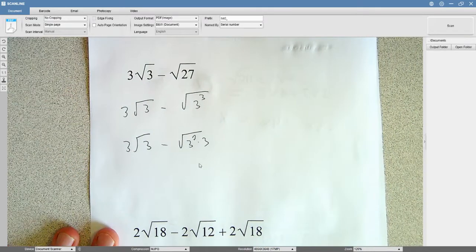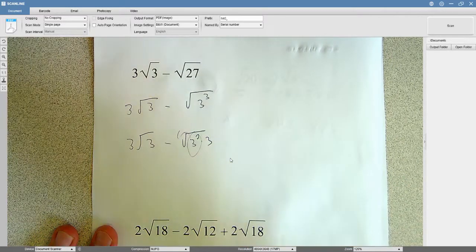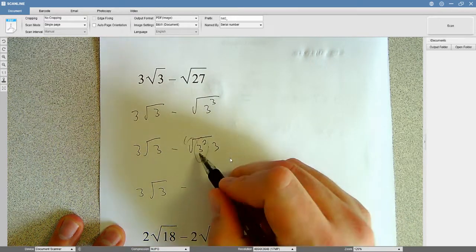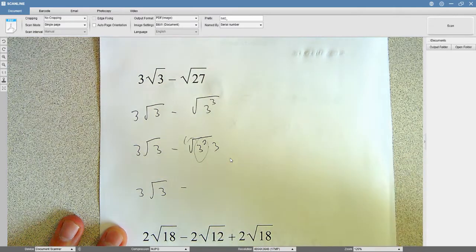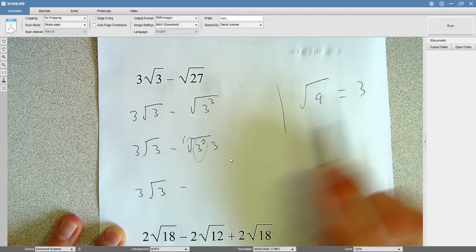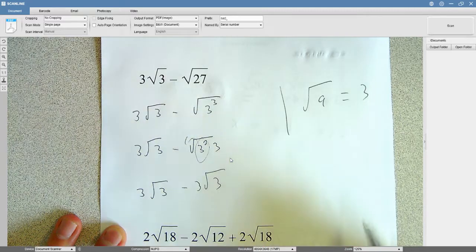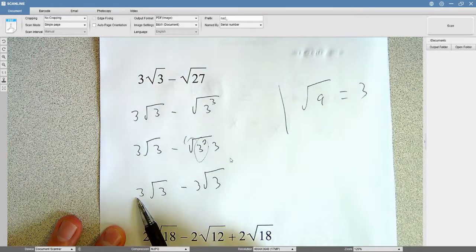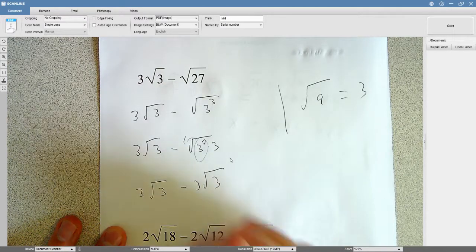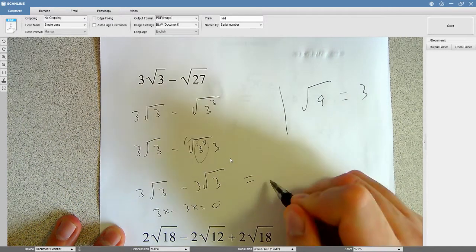And when we take the square root of 3 squared, this whole term can come out as a 3. So we get 3 square root 3 minus the square root of 3 squared, also known as the square root of 9, is 3. So 3 squared gets to come out as 3. And on the inside is square root 3. So 3 square root 3 minus 3 square root 3. Well, imagine those were x's again. What would 3x minus 3x be? That'd be 0. And so is this.